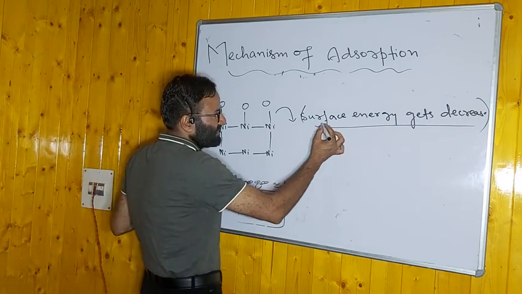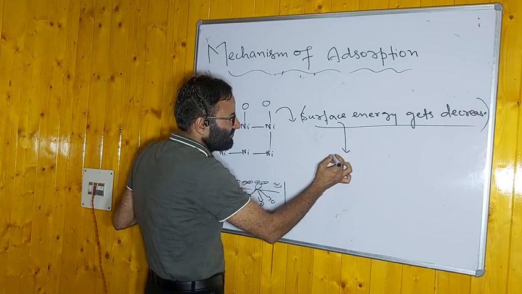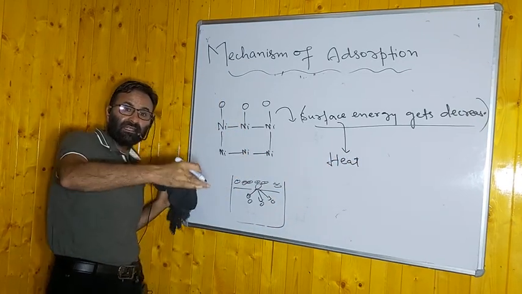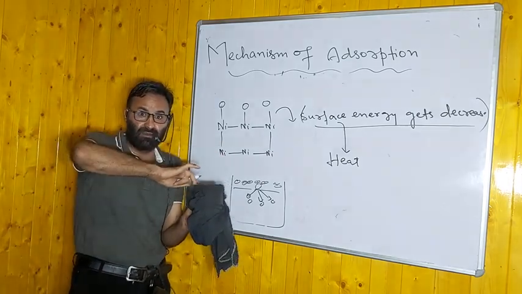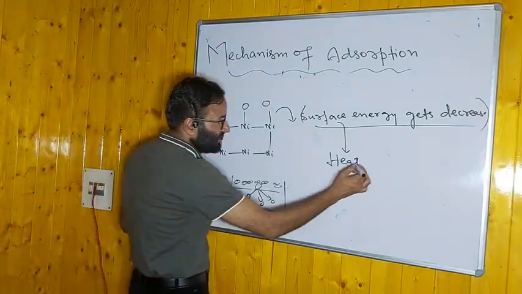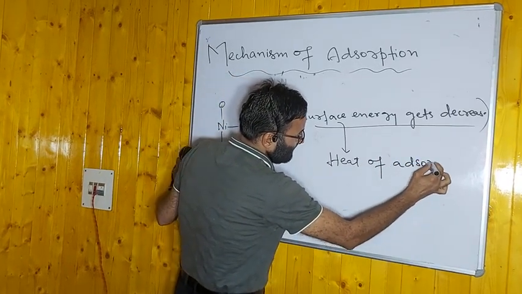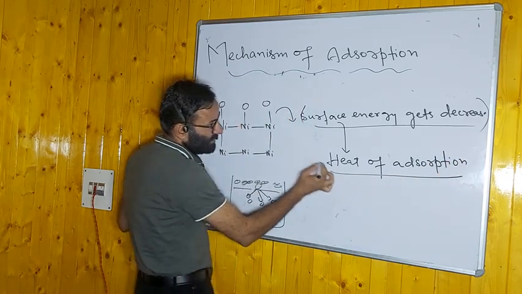The surface energy gets decreased, and it comes out in the form of heat. What it means is that energy comes out in the form of heat. That is known as heat of adsorption.